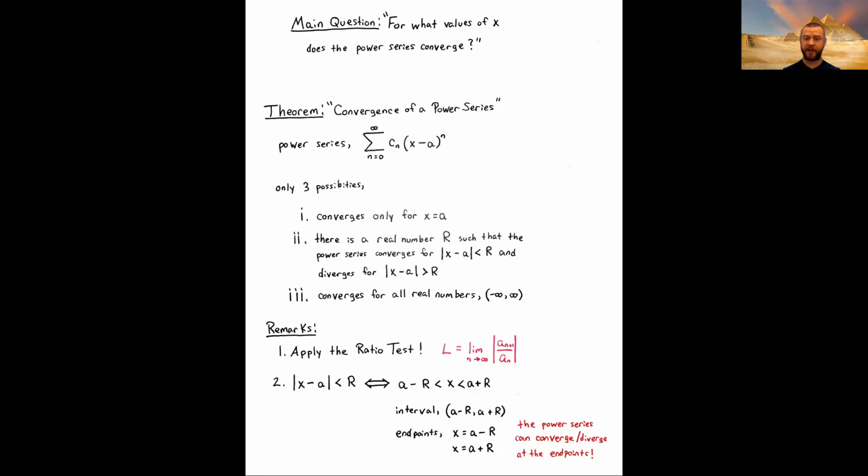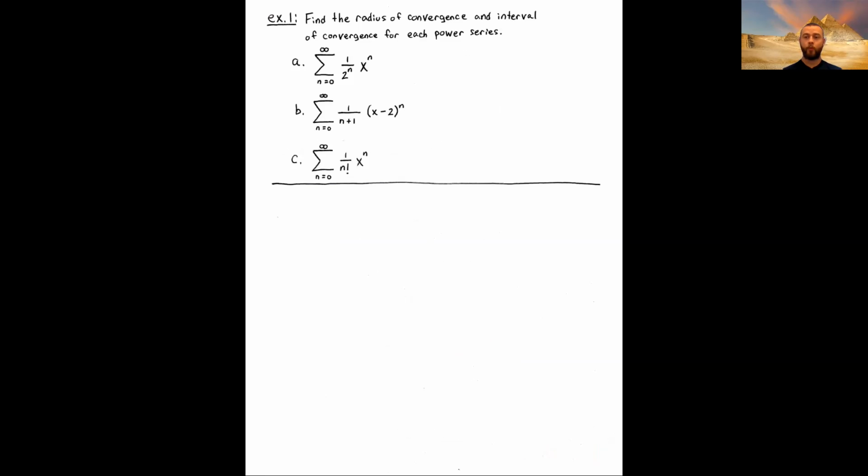Now keep the remarks in mind down there. We're typically going to apply the ratio test. That's why earlier we said the ratio test is extremely useful, since it applies now to power series. And the second remark is rewriting your absolute value inequality as that compound inequality, we get the endpoints of the interval, a minus R and a plus R. We're going to have to check if our power series converges or diverges at these endpoints. With that in mind, let's get straight to a few examples. We'll go through part A together, and I'll give everyone an attempt at parts B and C.